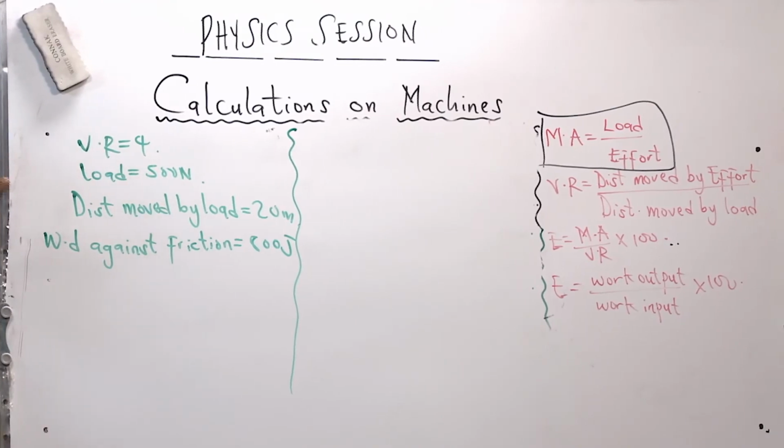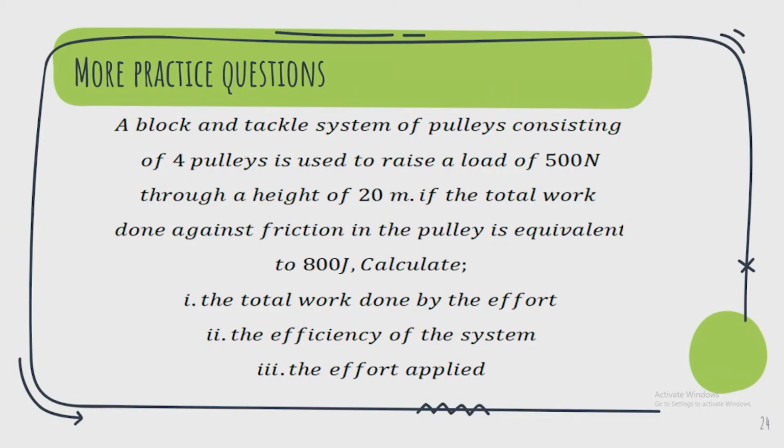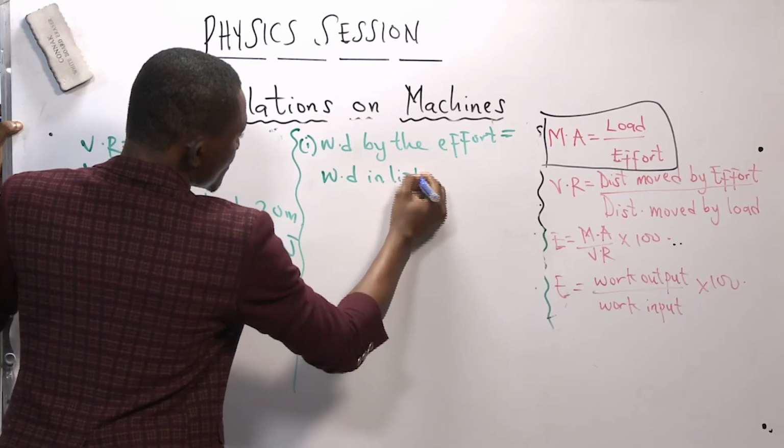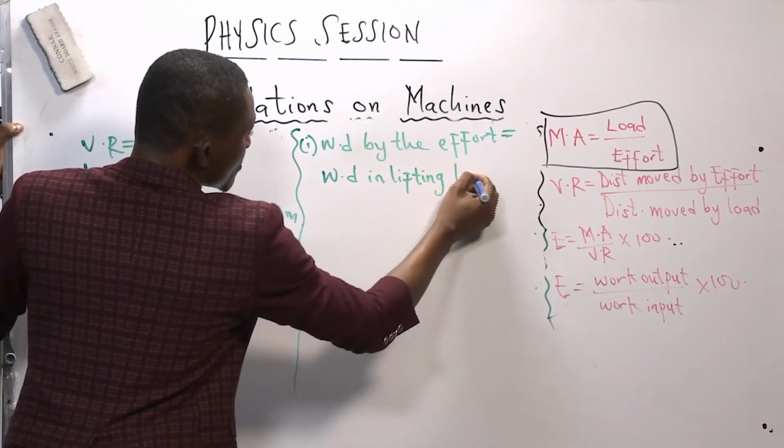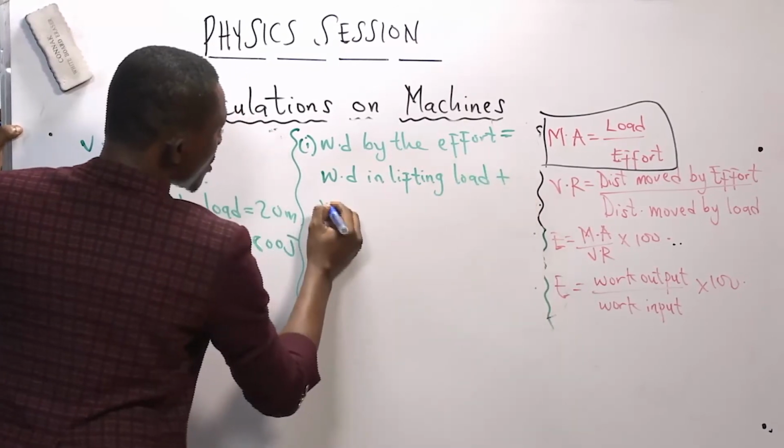Then the question says we should calculate first the total work done by the effort. So the work done by the effort will be equal to the work done in lifting the load plus work done against friction.